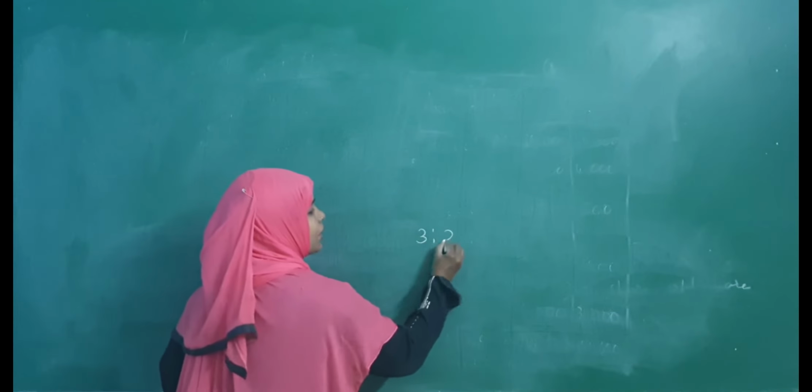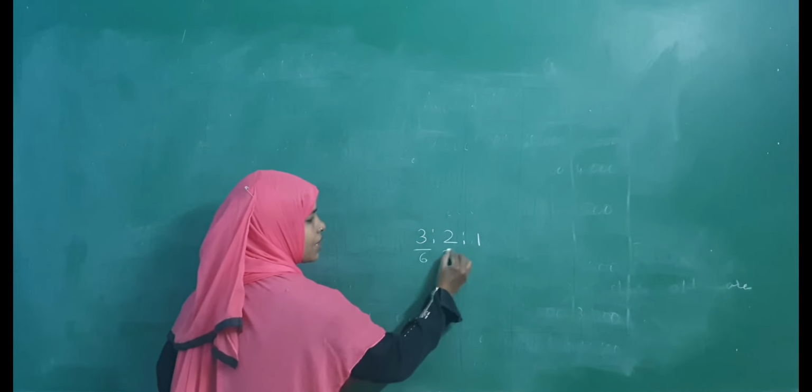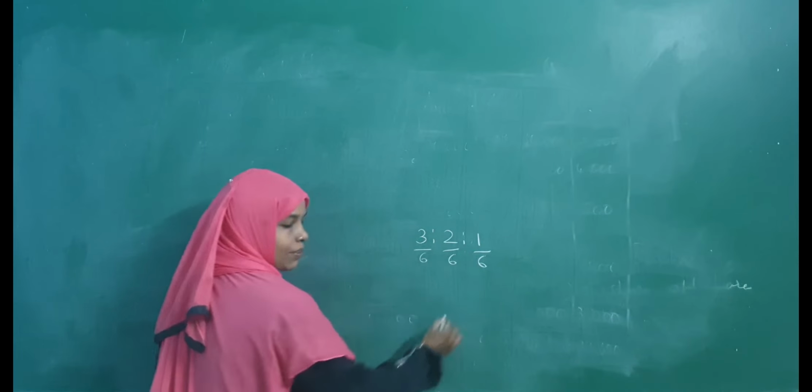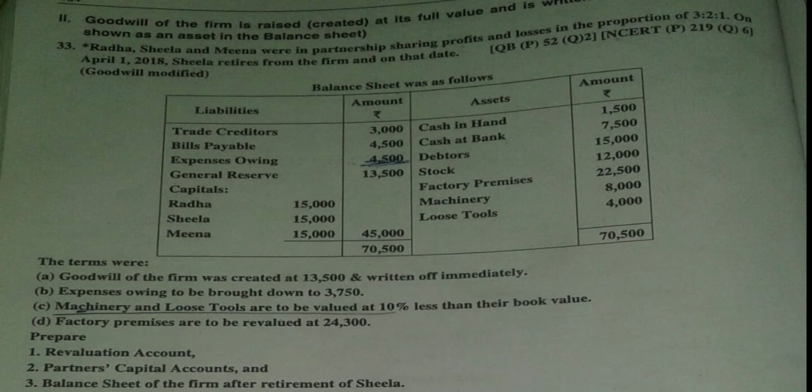Again I will teach you the ratio. 3:2:1, 3 plus 2 is 5, 5 plus 1 is 6, so it is 3/6, 2/6 and 1/6. Okay, they have given the balance sheet, they have given creditors, bills payable, expenses owing, even this is a liability, general reserve, capitals, and they have given assets, cash in hand, cash at bank, debtors, stock, factory premises, machinery, loose tools. Even loose tool is an asset.